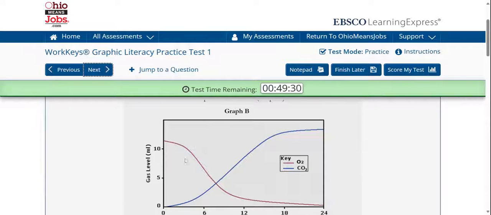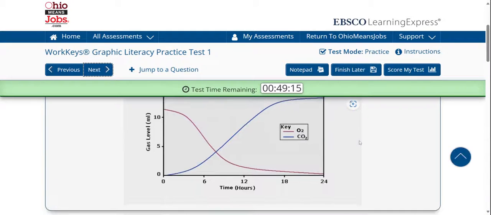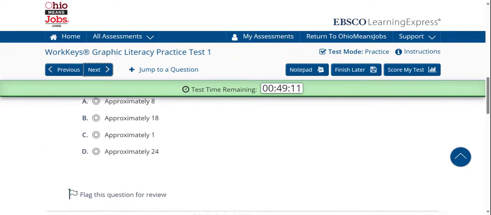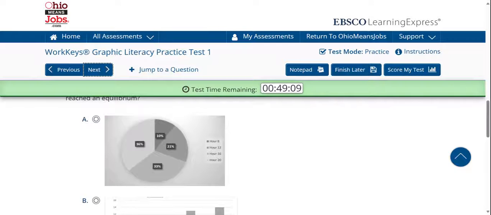Here we have sort of a line graph, but this is representing gas levels in milliliters with the color coding, the purple representing oxygen in this case, and then CO2 or carbon dioxide. And then we have time in hours represented here. Notice how the types of graph change.